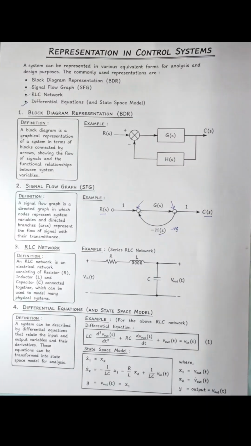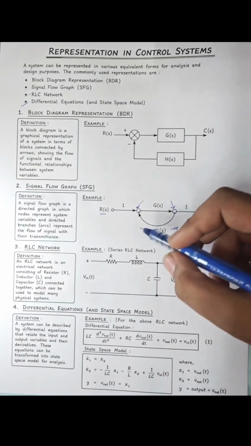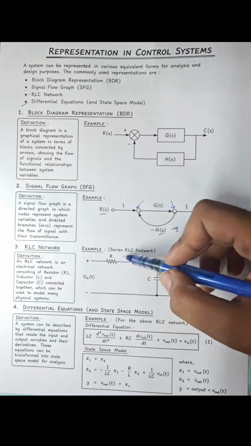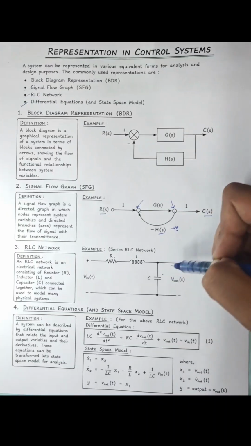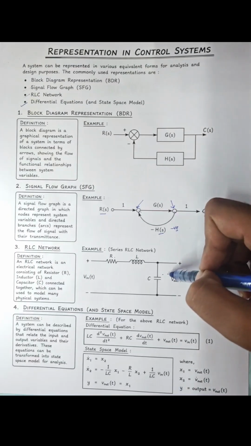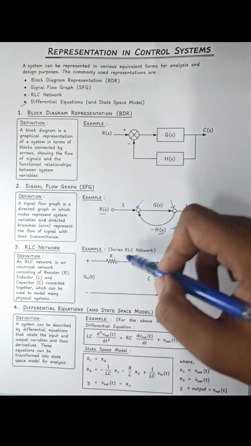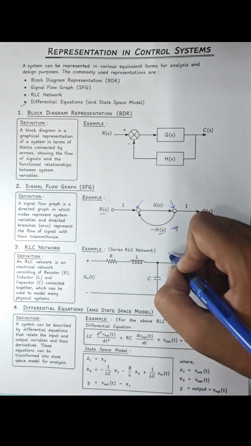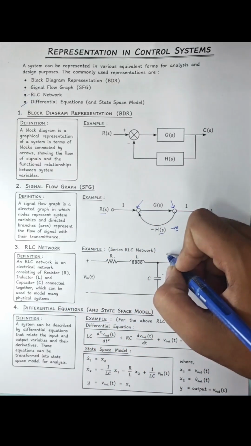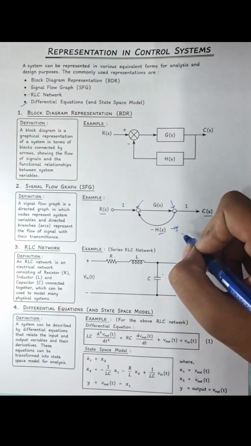Now we will move to RLC network. RLC network is an electrical network which consists of R, L and C. So now we see the relationship between R, L, C. We will study about these in next topics like state space models.